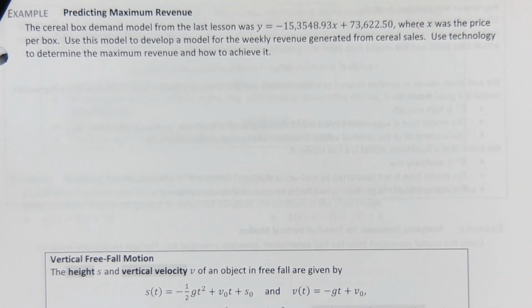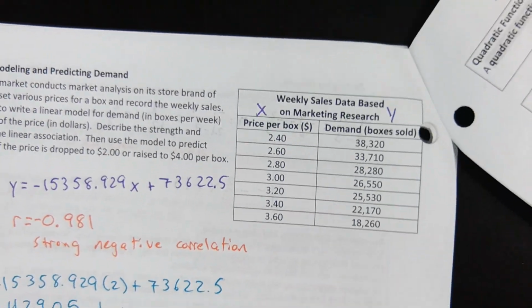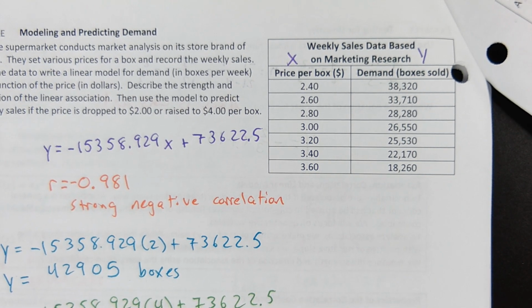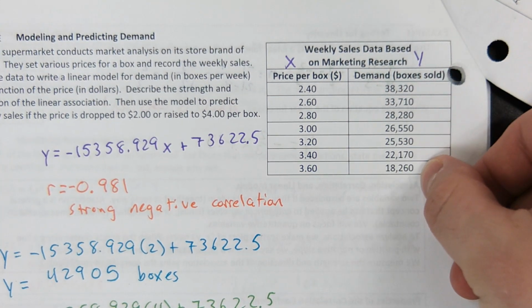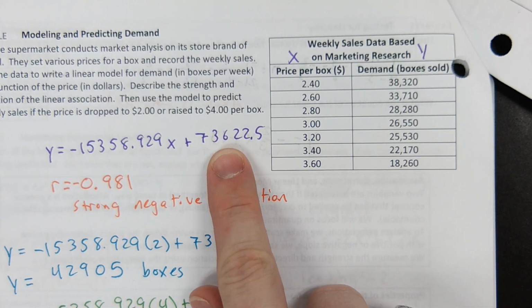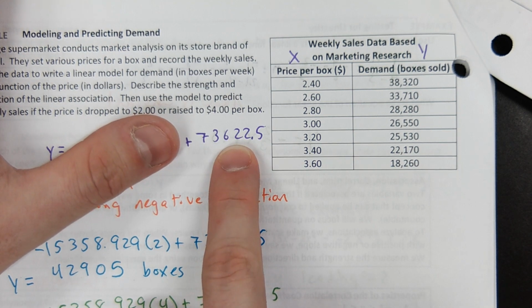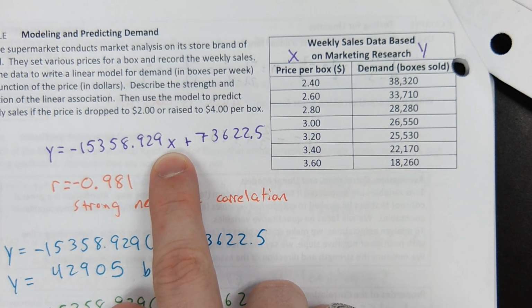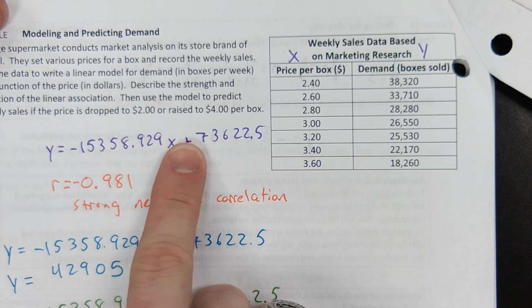Do you guys remember the cereal box question? Where our store was selling boxes of cereal and they were figuring out how the demand for the boxes of cereal changed over time? Or not, excuse me, not over time, but over cost. We found out that as the price of the box of cereal goes up, the demand for the box of cereal goes down. We got this equation here that showed us that if the cost was 0, we could give away just over almost 74,000 boxes of cereal. This slope indicates that every time the price of the box of cereal goes up by $1, the demand decreases by about 15,000 boxes. Okay, you guys remember that? Great.